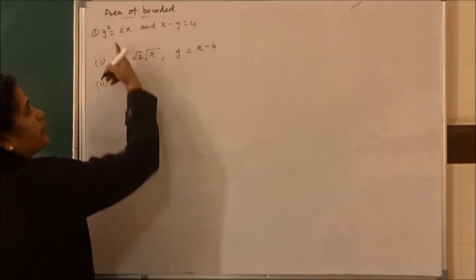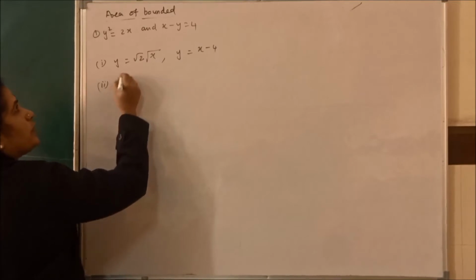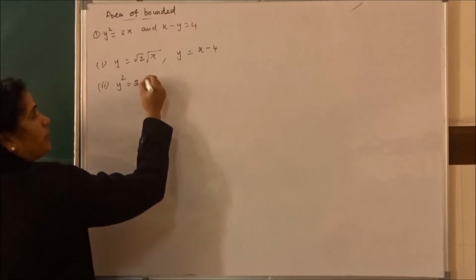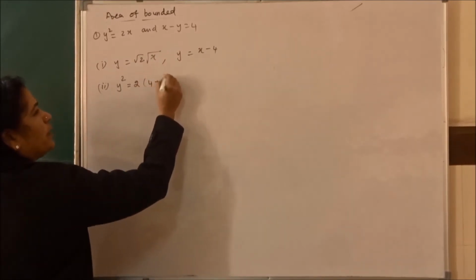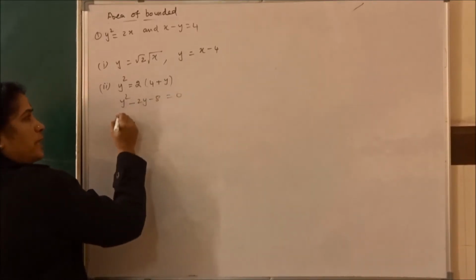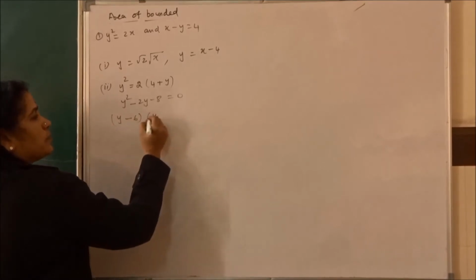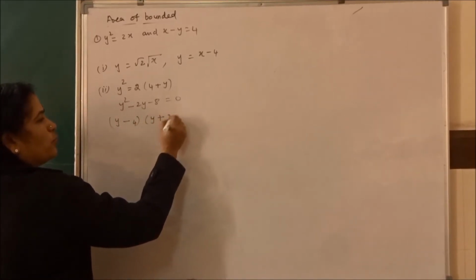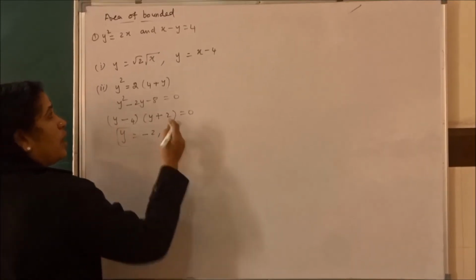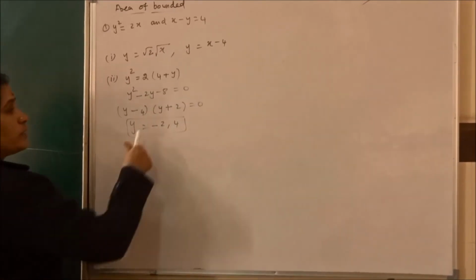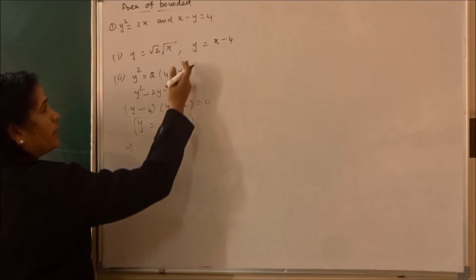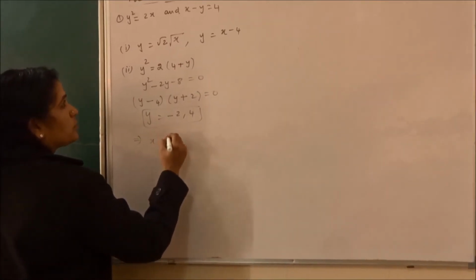So substitute the value of y here. What we will get is y square equal to twice the value of x, that is y plus 4. Am I correct? 4 plus y. Now that is y square minus 2y minus 8 equal to 0. So you get (y minus 4) and (y plus 2) equal to 0. This implies y equal to minus 2, 4. Clear to you? And then if you need the value of x, you can substitute in this line also. If I substitute, I get x equal to y plus 4.